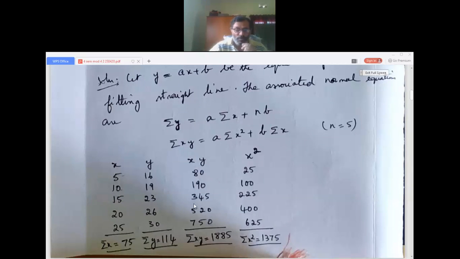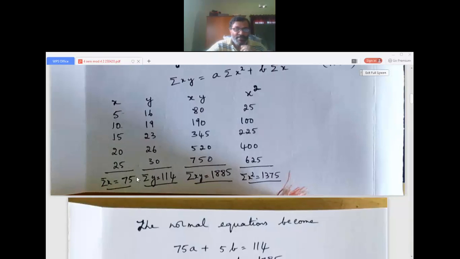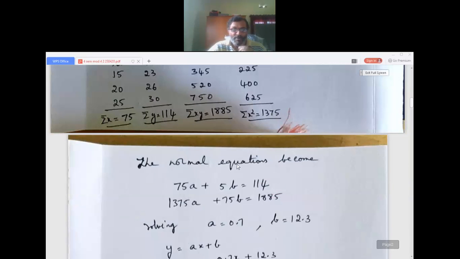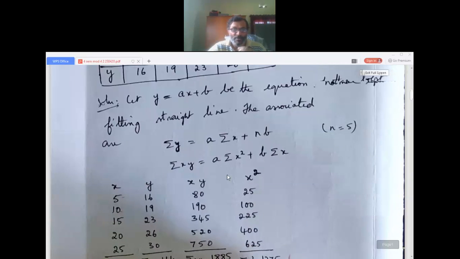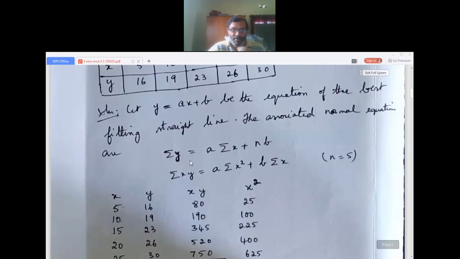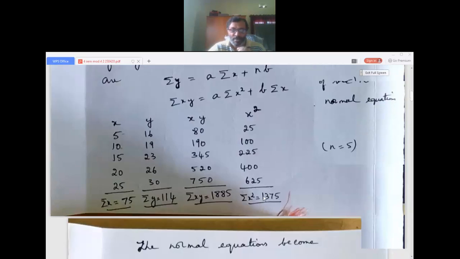So 5, 10, 15, 20, 25. The sum sigma x is 75 and the sum sigma y is 114. And xy is the multiplication here, so sigma xy is 1885, and sigma x squared is 1375. So the normal equations now become, substituting all these values in place of sigma y, sigma xy, sigma x squared and sigma x.